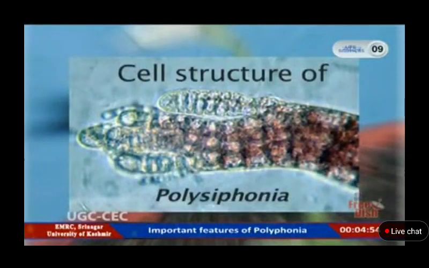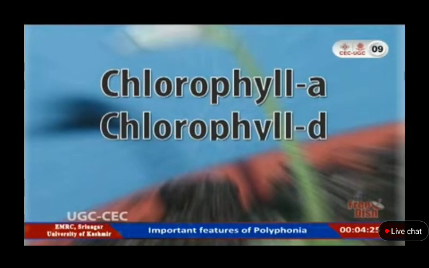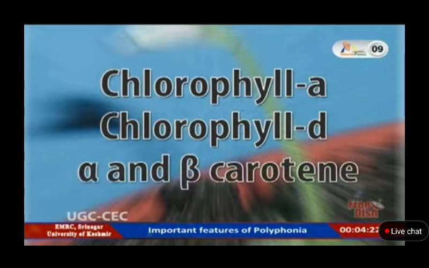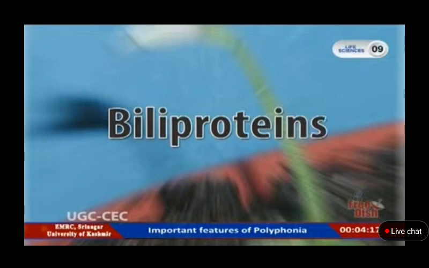Each cell contains a single nucleus, discoid chromatophores and Floridean starch as a reserve food material. The chromatophores are distributed towards periphery in the cytoplasm due to the presence of large central vacuole. Pyrenoids are absent. The photosynthetic pigments located in the chromatophores are chlorophyll a, chlorophyll d, alpha and beta carotene, a few xanthophylls and biliproteins.